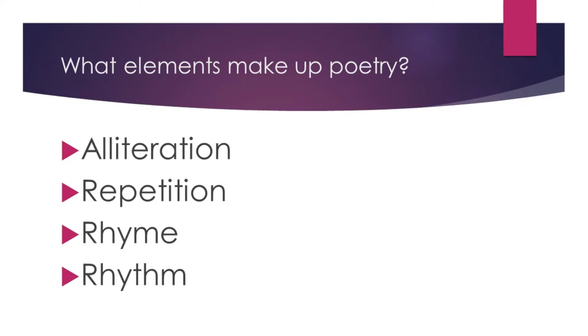The fourth element that we're going to talk about that makes up poetry is rhythm. Rhythm is what gives your poem movement. And you've talked about rhythm in your music class. Rhythm is when you have a steady beat with your poem that gives it that fluid movement that makes it easy for the reader to read.